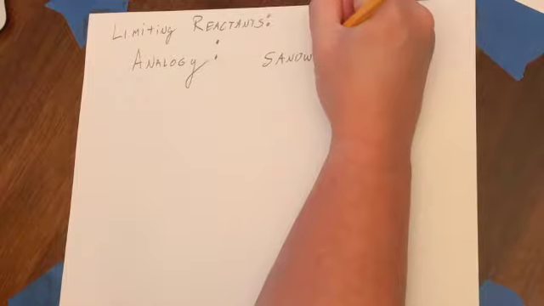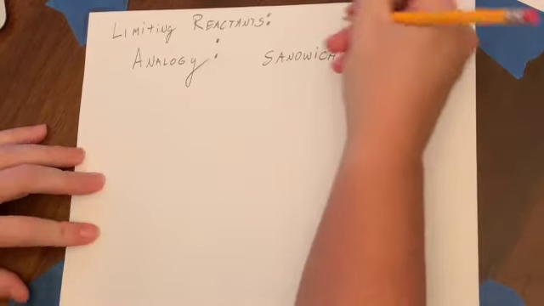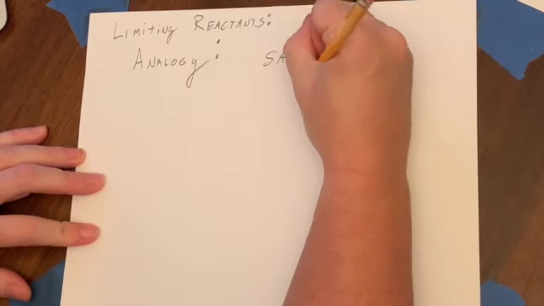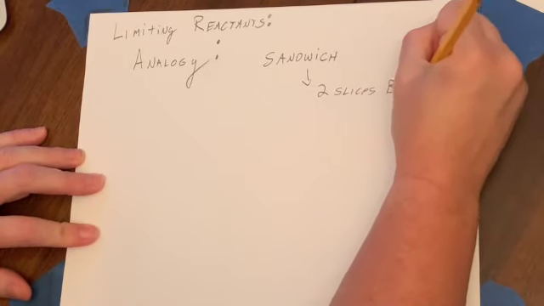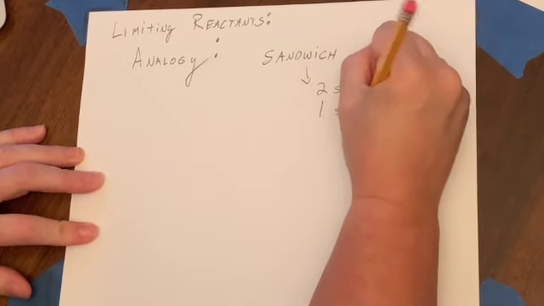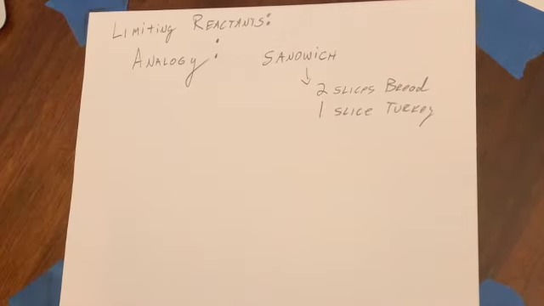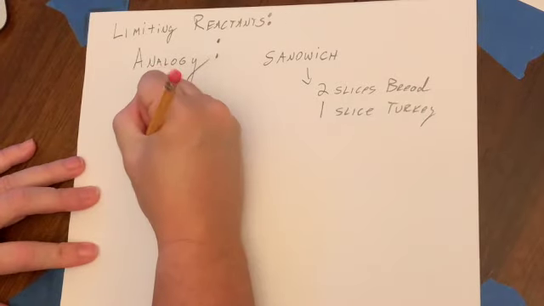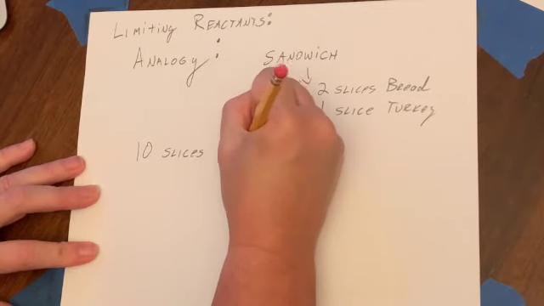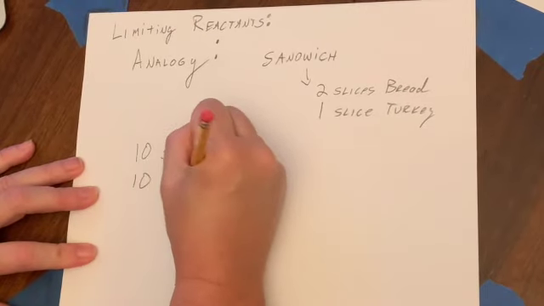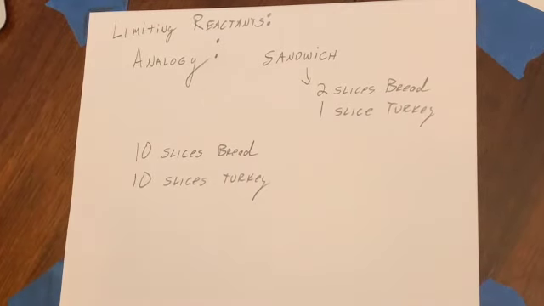When we make our sandwich, Mrs. O'Donoghue's sandwich is a little sad. So this sandwich is just going to have 2 slices of bread and 1 slice of turkey. That is your job, to make this particular sandwich. The supplies I'm going to give you are 10 slices of bread and 10 slices of turkey. I want to know how many sandwiches you can make.